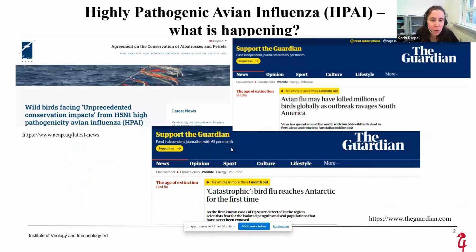I'm sure many of you have followed the recent news about the outbreak of highly pathogenic avian influenza, which has now reached dimensions that it poses a serious conservation impact for many bird species. It has led to an unprecedented number of dead birds. And it's very concerning that it now, for the first time, also has reached the Antarctic.